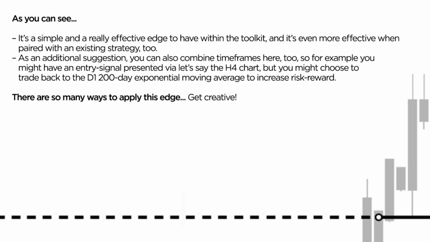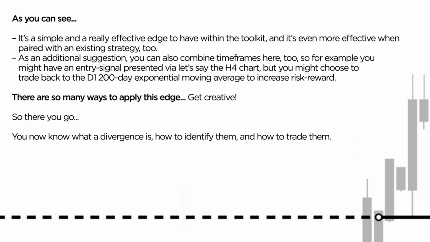So as you can see, it's a really simple and really effective edge to have within the toolkit, and it's even more effective when paired with an existing strategy too. As an additional suggestion, you can also combine timeframes here too. So for example, you might have an entry signal presented via, let's say, the 4-hour chart, but you might choose to trade back to the daily chart 200-day exponential moving average to increase risk reward. You know, there's so many ways to apply this edge. It's a fantastic setup to have within the toolkit, really is.